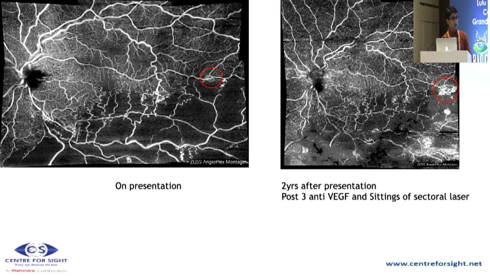So the patient was subjected to multiple anti-VEGF injections and multiple sittings of sectoral laser, and this is how the patient presents after 2 years. You can see a small area of neovascular patch has advanced after 2 years to a big neovascular patch, which is very easily documented here. These areas are vitreous hemorrhage, which presents as black areas, and some areas of newer neovascular patch which developed in the course of 2 years.